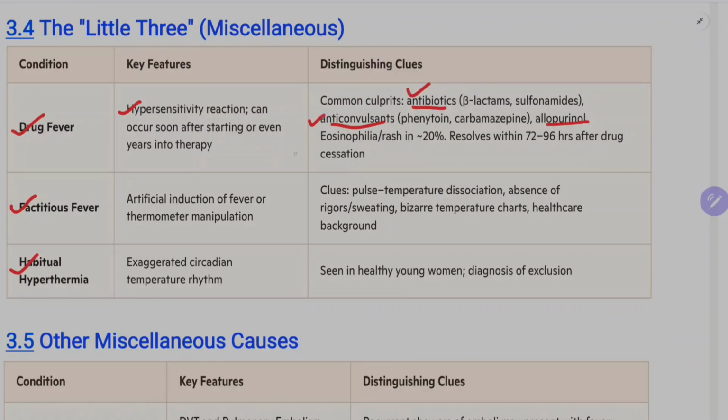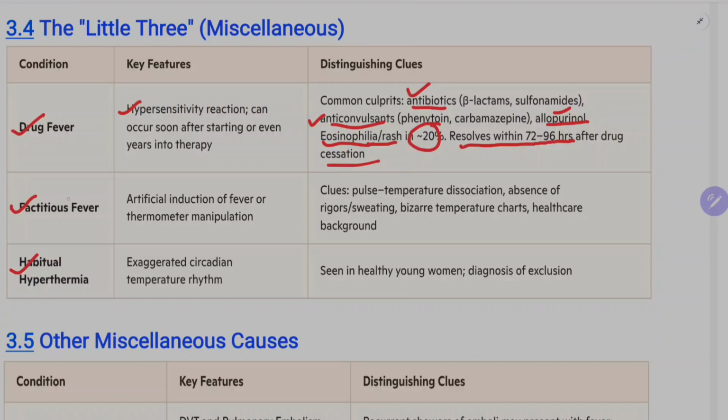AAA: antibiotics, anticonvulsants, allopurinol. So one clue is you may have eosinophilia along with a rash in 20% of patients. This resolves within 72 to 96 hours, meaning 3 to 4 days after drug cessation. So these are the clues to drug fever.